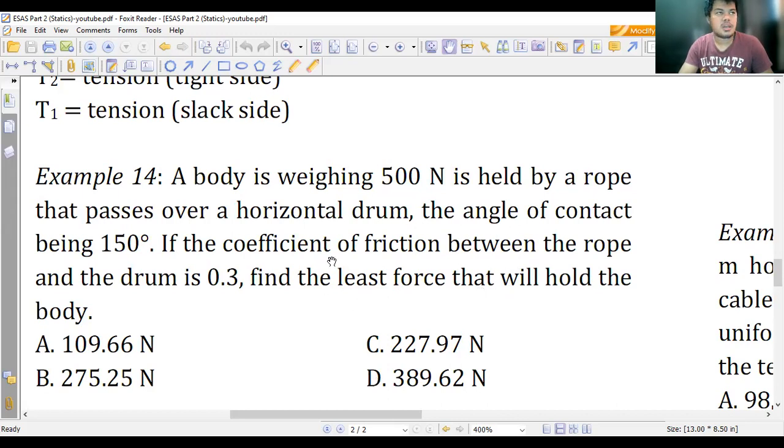Okay. So usually the trick in this type of problem is the angle of contact. As I mentioned, if the rope is being wrapped around multiple times, then you should consider one rotation to be 360 degrees multiplied by the number of times it's being wrapped around. Okay, we'll try to calculate example number 14.